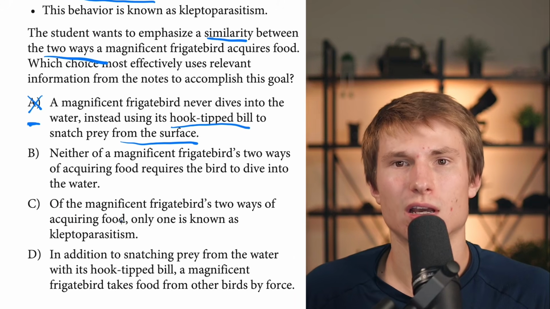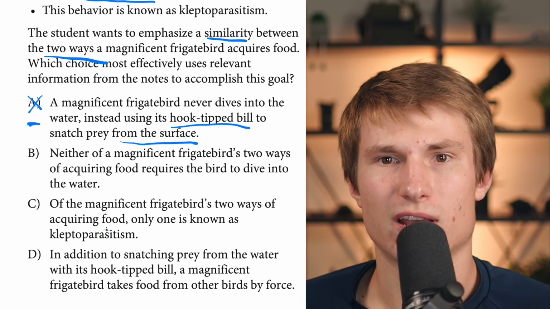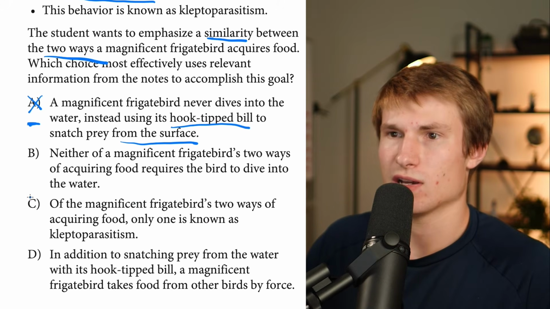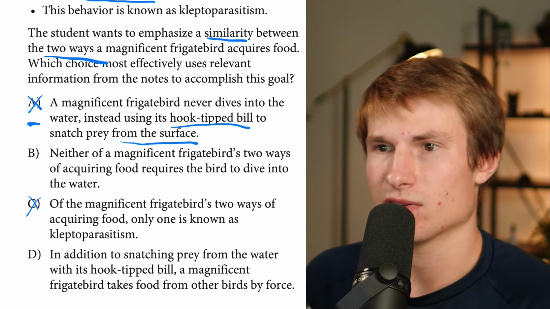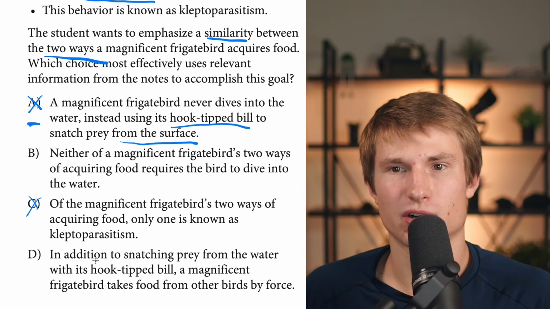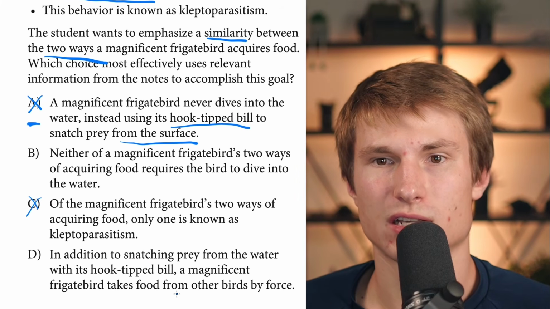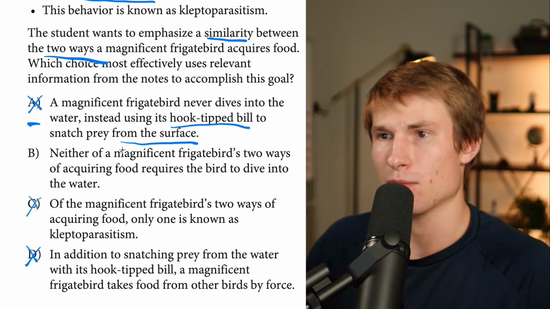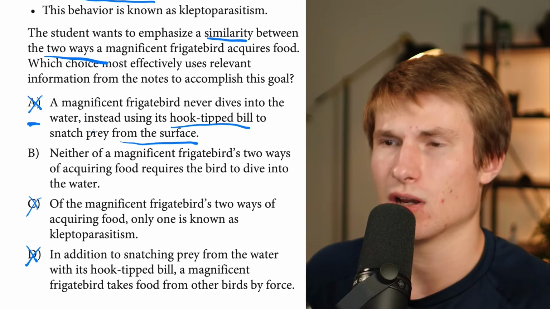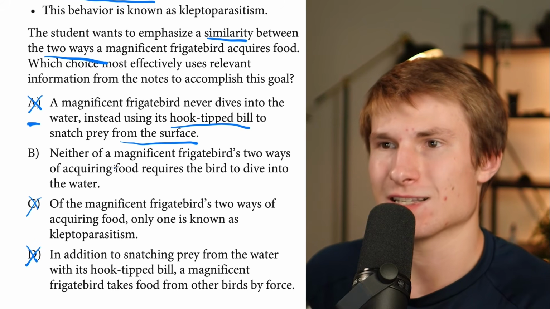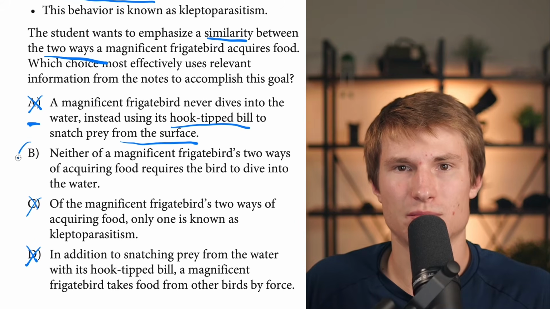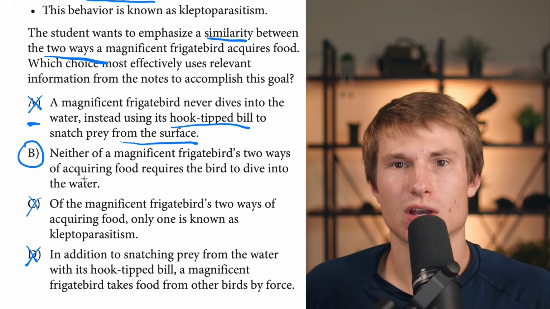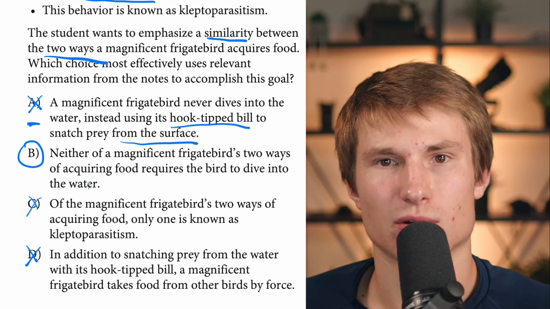Let's take a look at C. Of the magnificent frigate's two ways of acquiring food, only one is known as kleptoparasitism. Okay, we can get rid of that because it's not describing or emphasizing the similarity. If we look at D, in addition to snatching prey from the water with its hook-tipped bill, a magnificent frigate bird takes food from other birds by force. That's not emphasizing the similarity. We might mention those two, but we're not emphasizing the similarity between the two. Okay, so the only one that's ultimately emphasizing the similarity between the two is answer choice B. Neither of a magnificent frigate bird's two ways of acquiring food requires the bird to dive into the water.